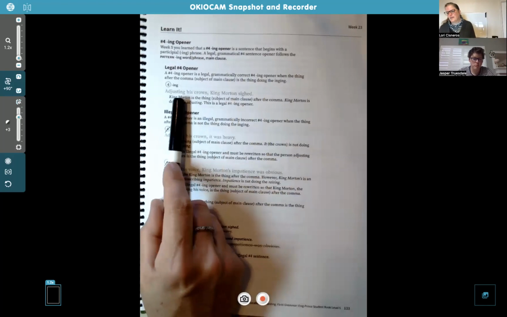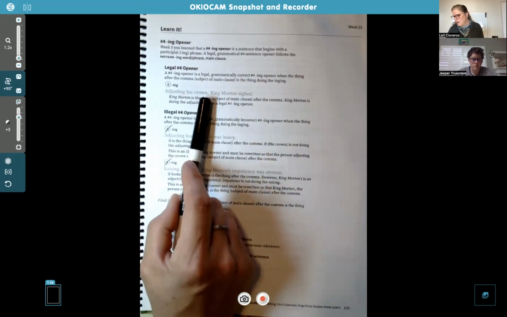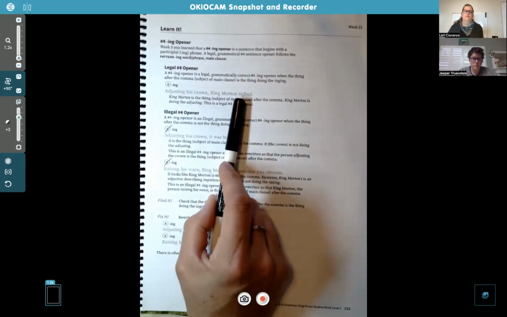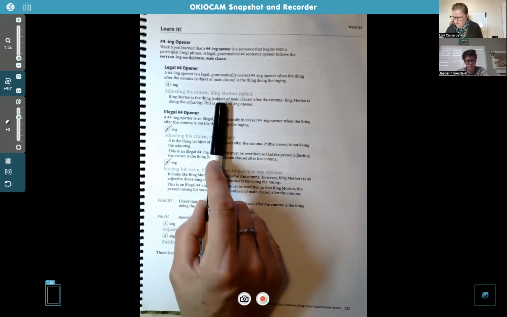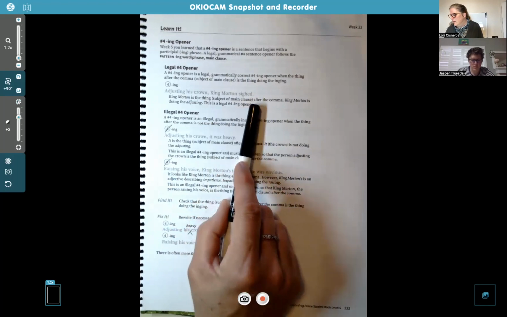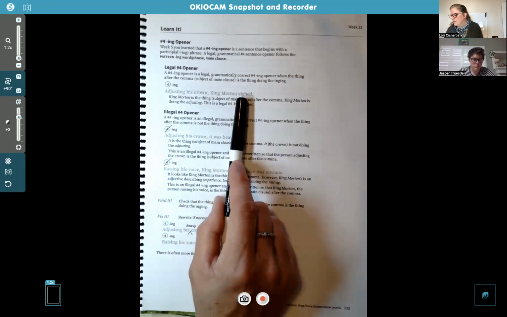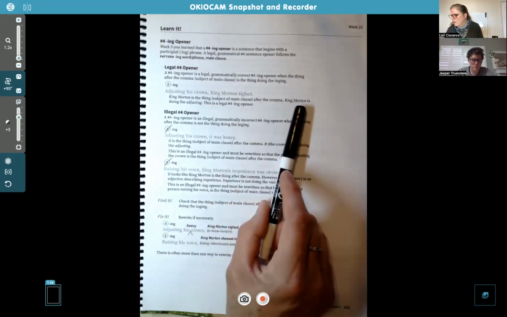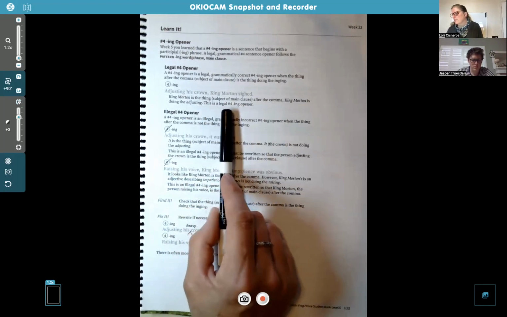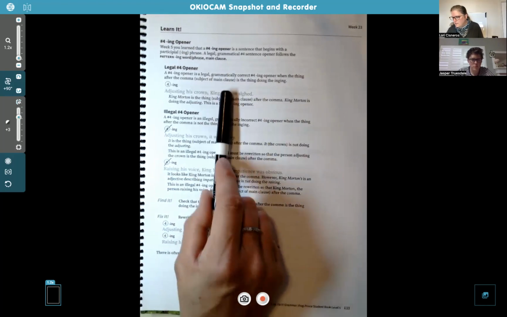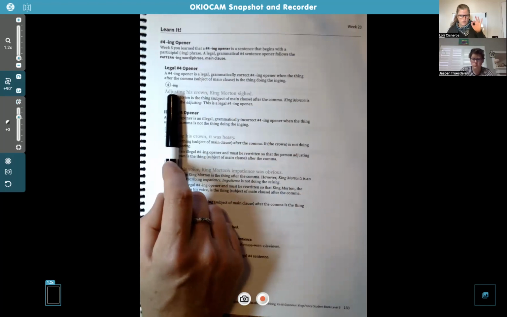So here's an example of a legal ing opener. Adjusting his crown, King Morton sighed. So King Morton is the subject of the main clause after the comma. So the main clause after the comma is King Morton sighed. And then King Morton is doing the adjusting. So it's a legal number 4 ing opener, because that subject is what's doing the ing here, that word.